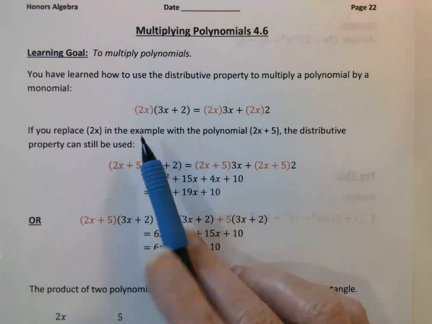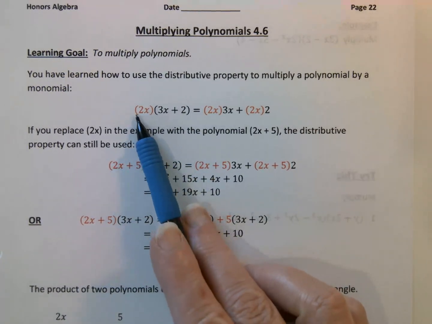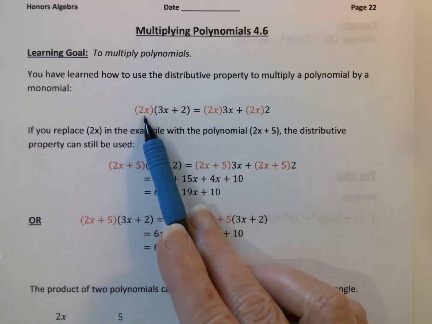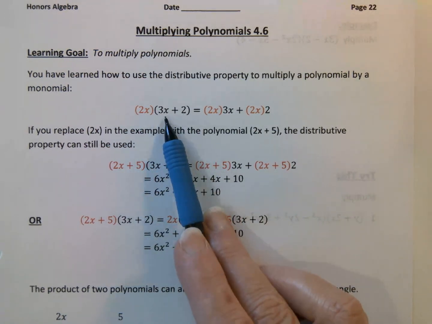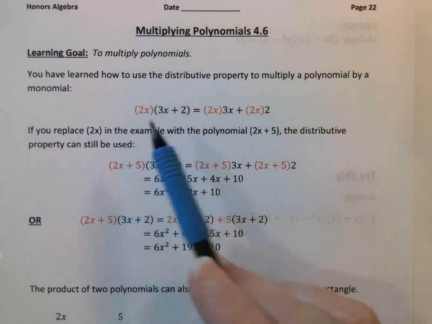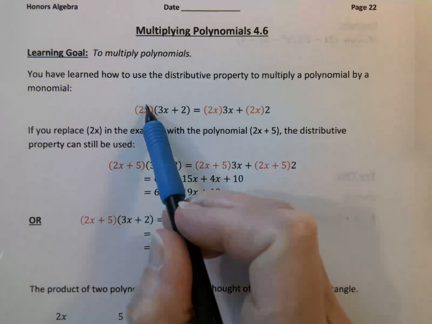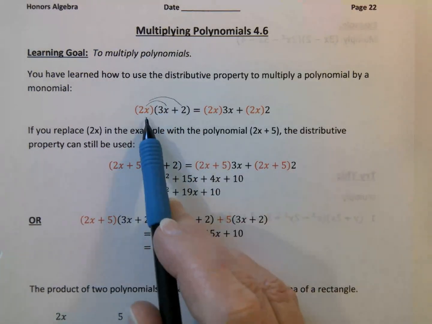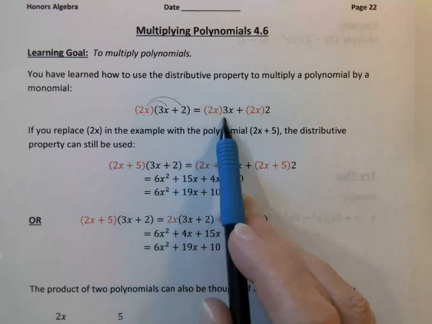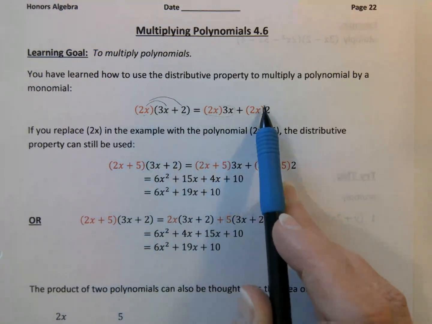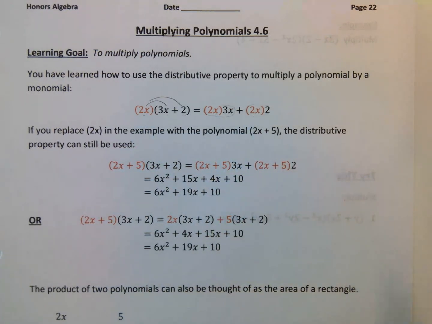So we've looked at problems like this, where we had a monomial, in this case it's 2x, and we multiplied it by a polynomial. In this case it's a binomial, 3x plus 2. And basically all we did was we distributed the multiplication. So I ended up with 2x times 3x, so here's the first one, and then 2x times 2, so here's the second one. So that's just the basic distributive property.